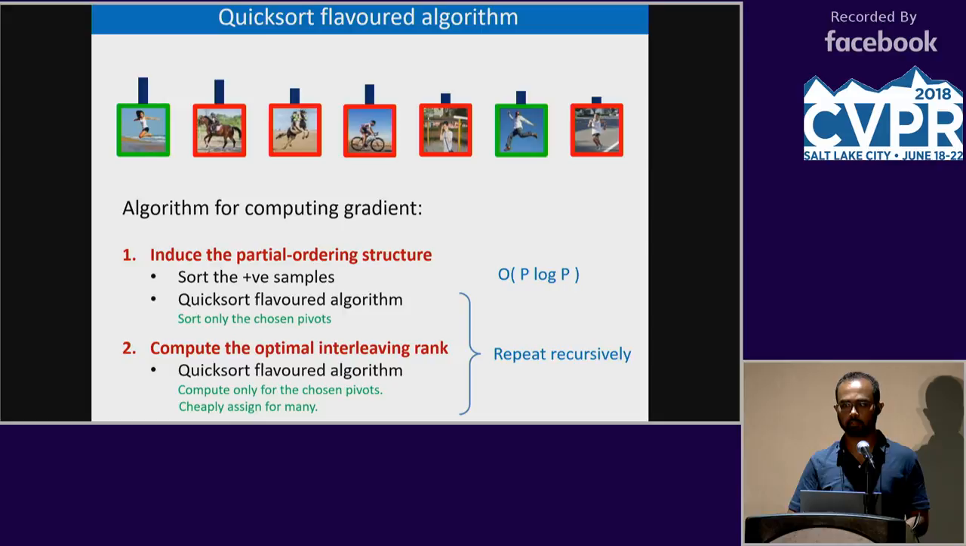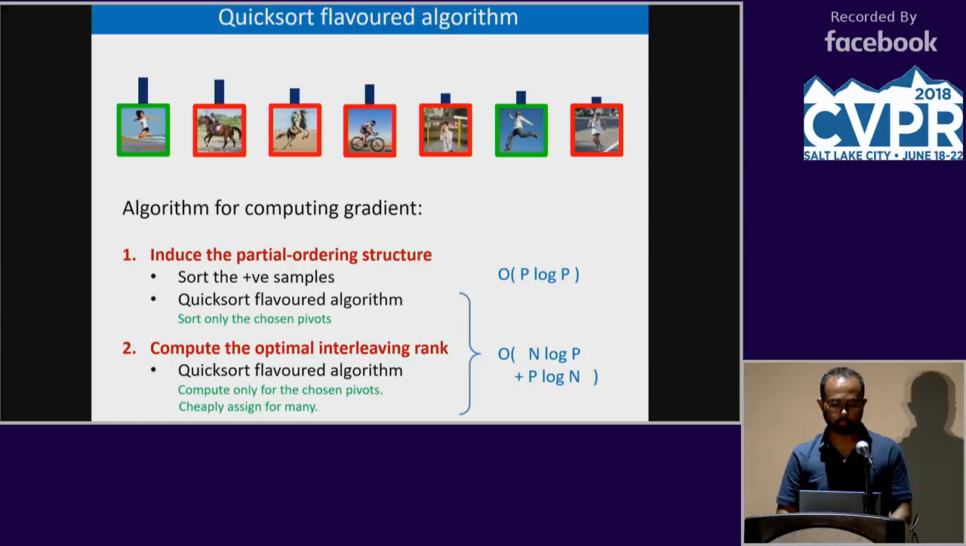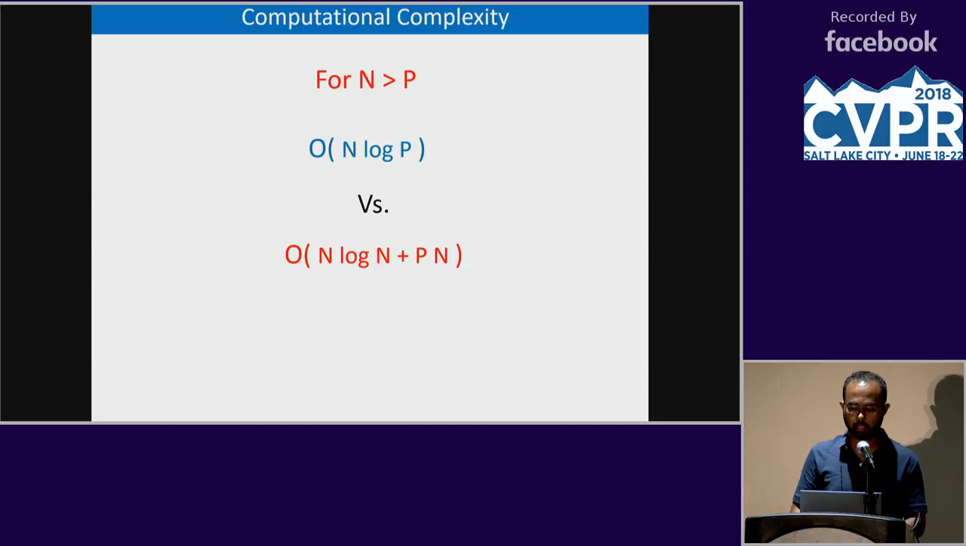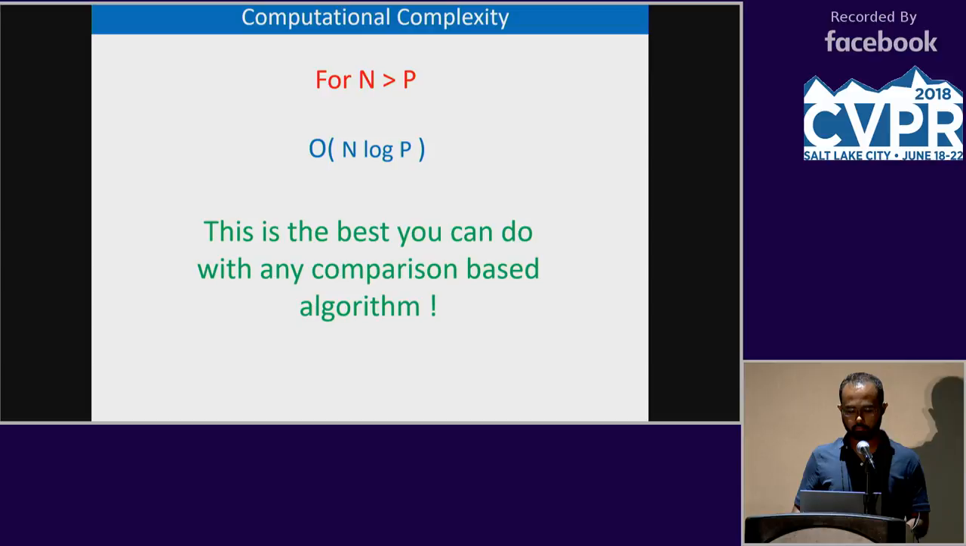So now the quicksort flavored algorithm that we propose has an overall complexity of the order of P log P plus N log P plus P log N. And for real-world data sets, this is of the order of N log P. And this is much better than what we have for the baseline optimization algorithm, which is of the order of N log N plus PN. Moreover, we also saw that this is actually the best that you can do for any comparison-based algorithm.